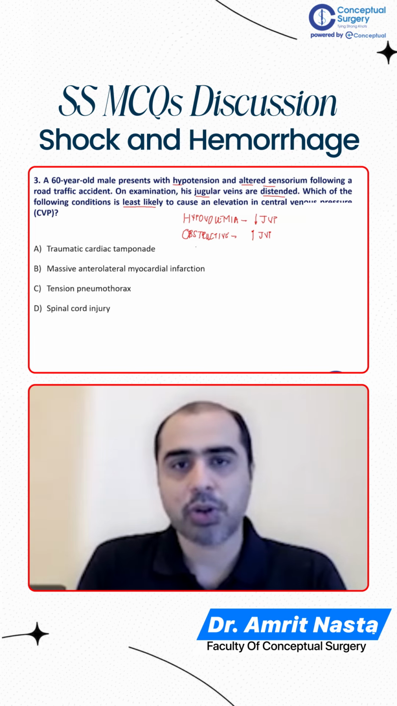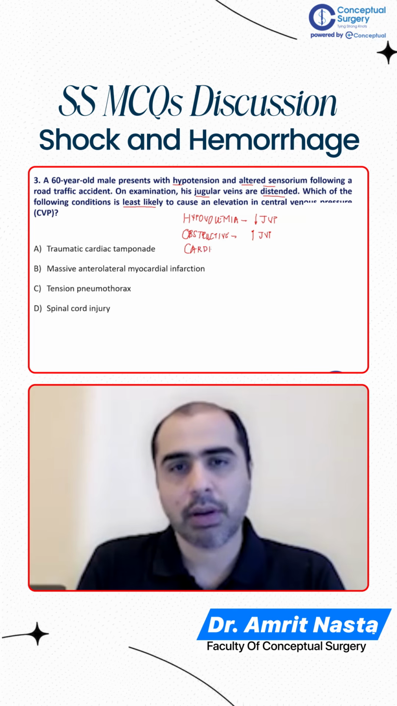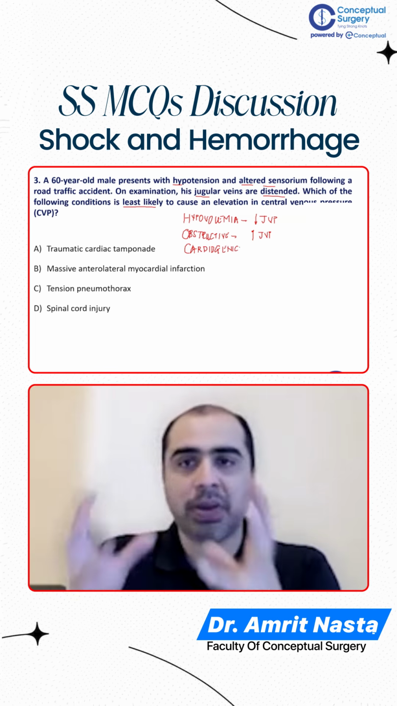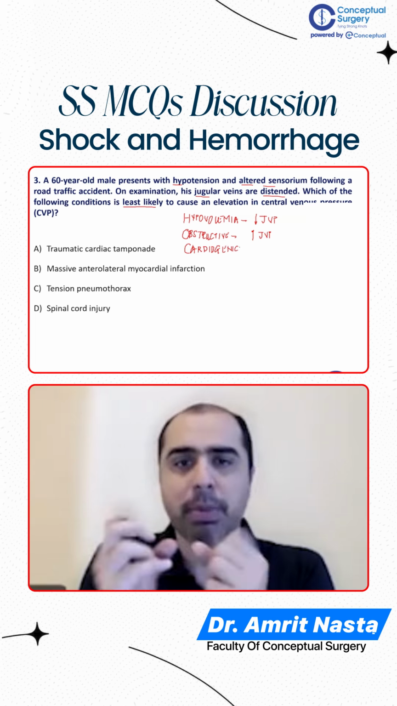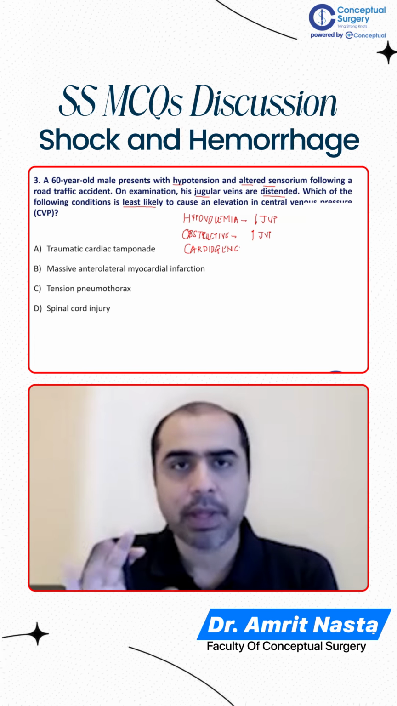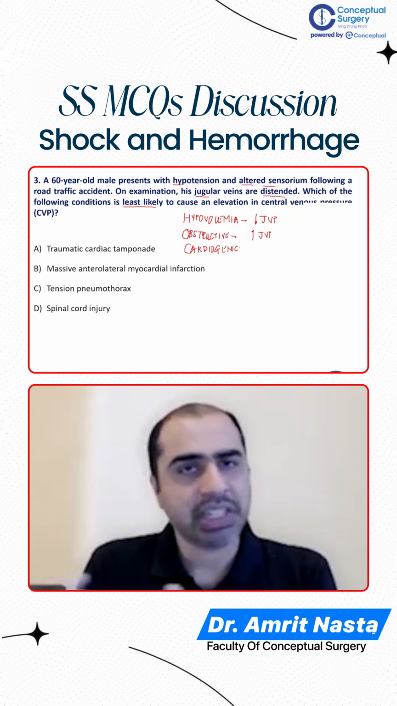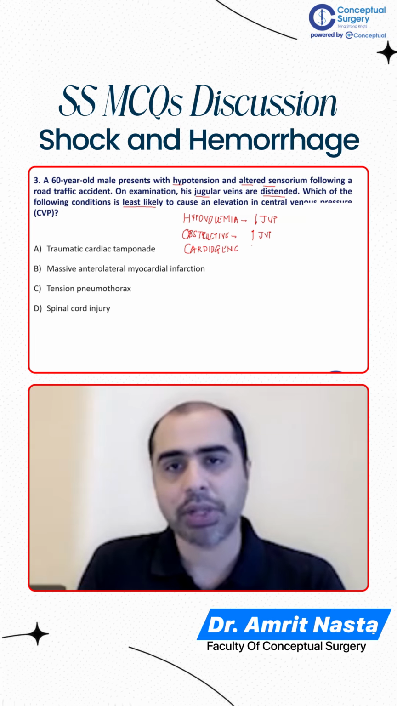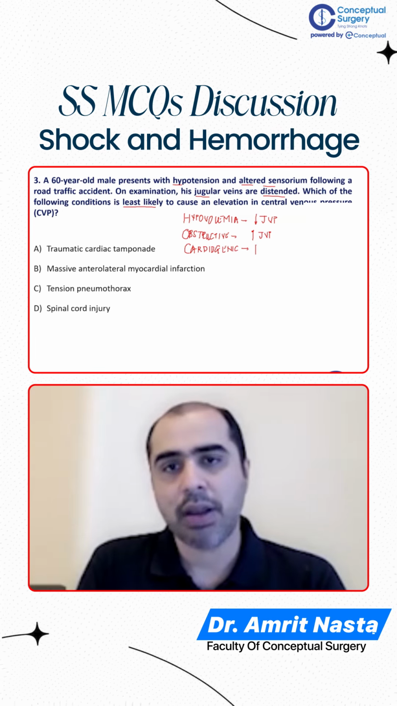The third type of shock is cardiogenic shock, where the heart is having some illness like a massive myocardial infarction. In cardiogenic shock, if the heart is not able to pump, you call it pump failure. If the heart is not able to pump, it's very simple. The neck veins will again be dilated, the JVP will be elevated because the emptying will be reduced. So even in cardiogenic shock, you can have an elevated JVP.